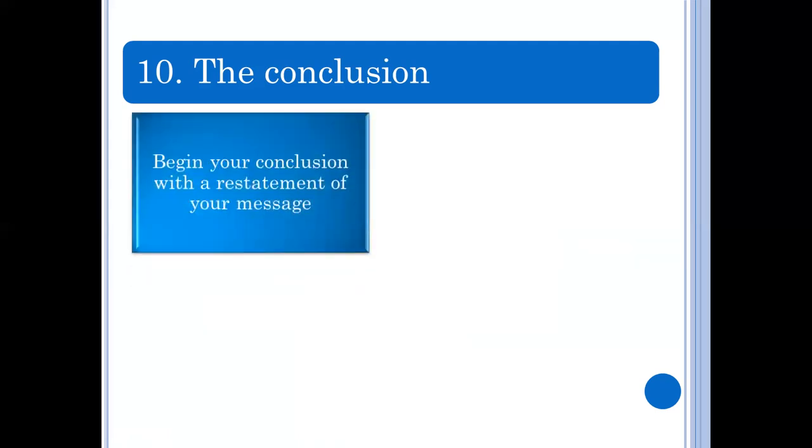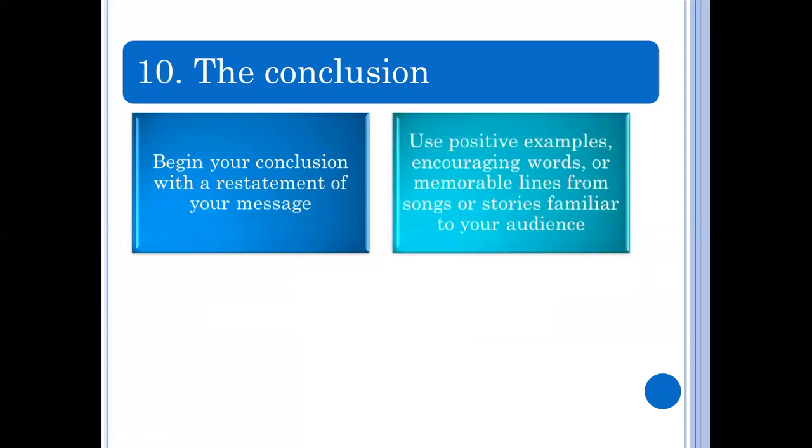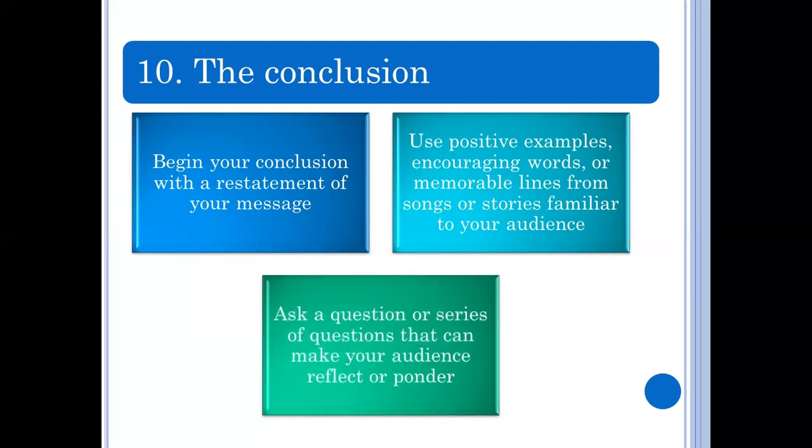So again, for this one, we have some strategies. The first strategy is to begin your conclusion with a restatement of your message. You may also use positive examples, encouraging words, or memorable lines from songs or stories familiar to your audience. And or you may ask a question or series of questions that can make your audience reflect or ponder. So these are some strategies on how to make a memorable conclusion.